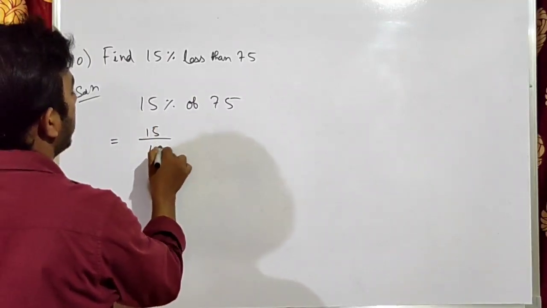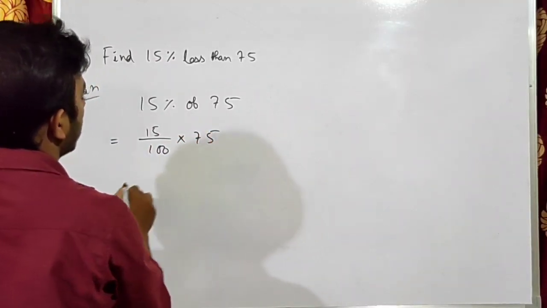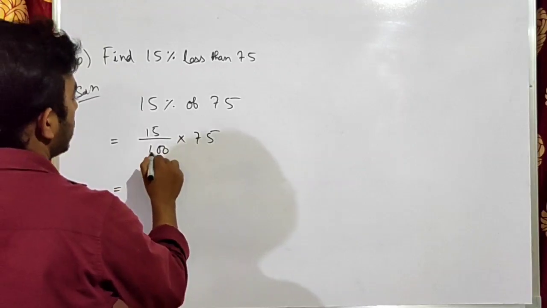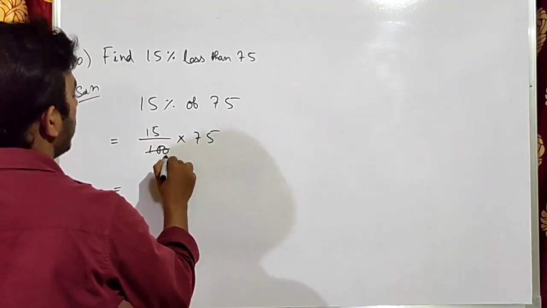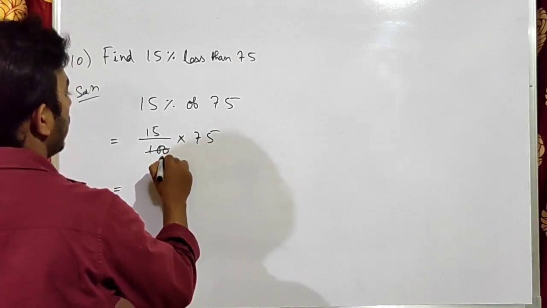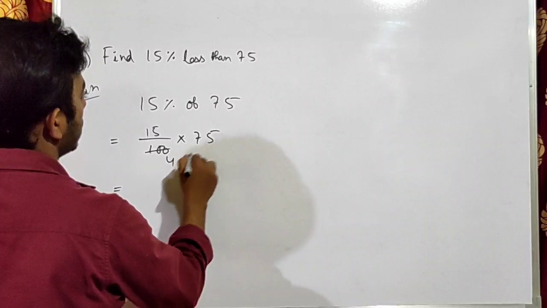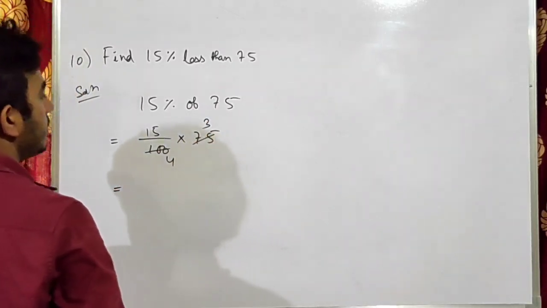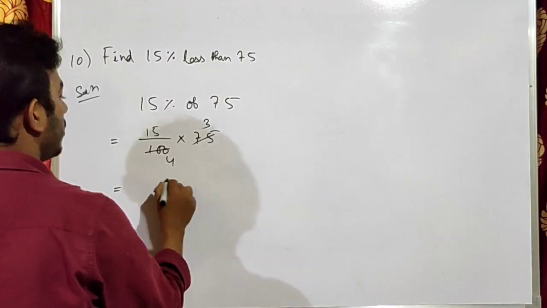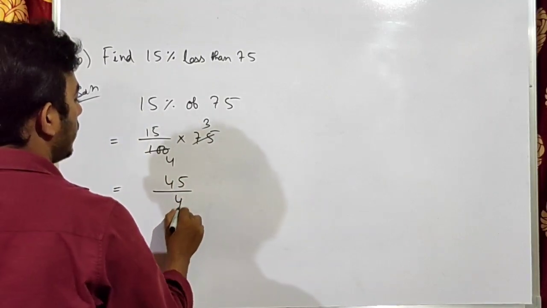15 by 100, of means into 75. Now we can cancel with 25, isn't it? 25 into 4, 25 into 3. Then 15 into 3 is how much? 15 into 3, it is 45, isn't it? Then 45 divided by 4.